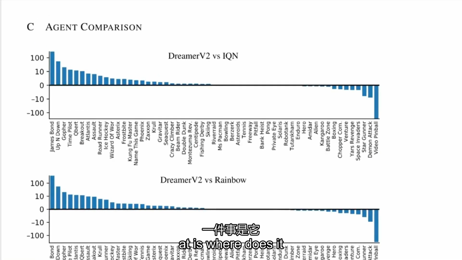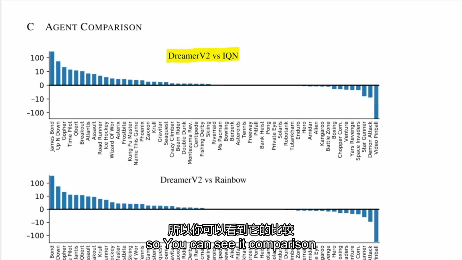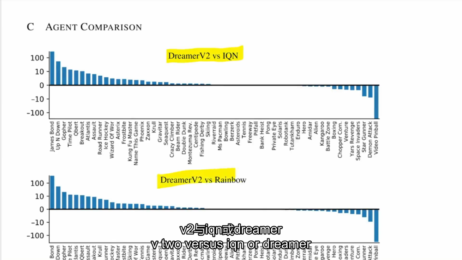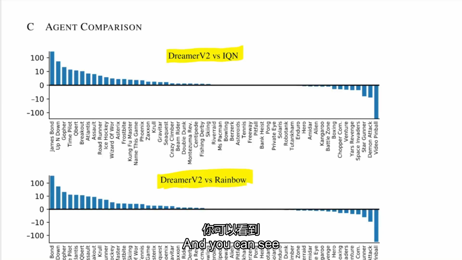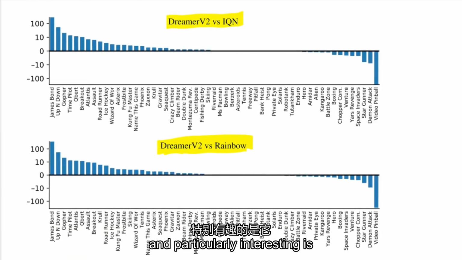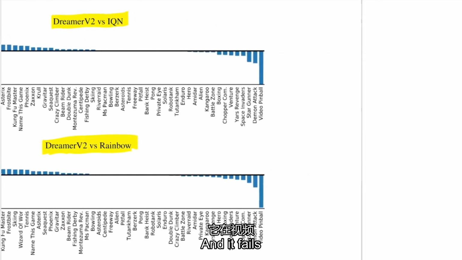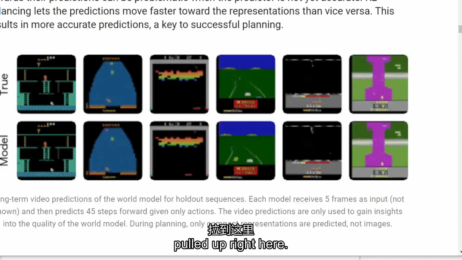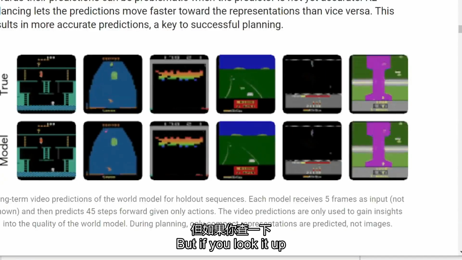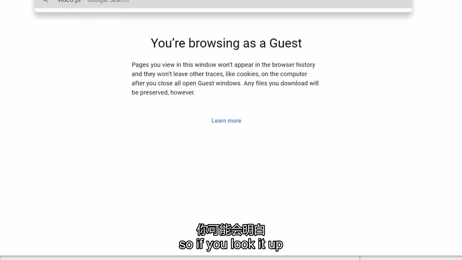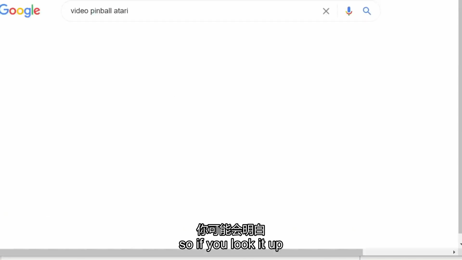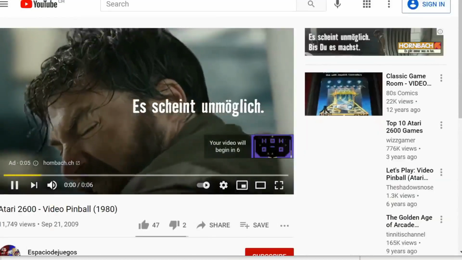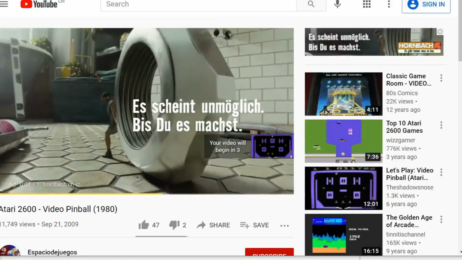Okay, the last thing I want to look at is where it succeeds and where it fails. You can see a comparison, for example, Dreamer v2 versus IQN or Dreamer v2 versus Rainbow. And particularly interesting is where it fails. And it fails in Video Pinball. I don't have it pulled up right here, but if you look it up, you can probably see why. Because this Video Pinball thing, thanks, YouTube.